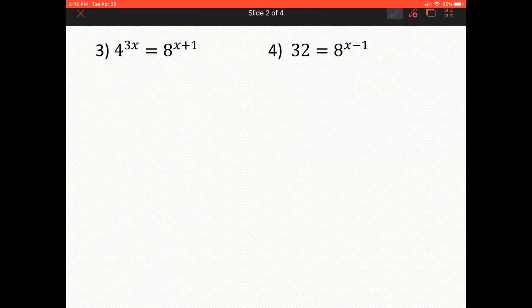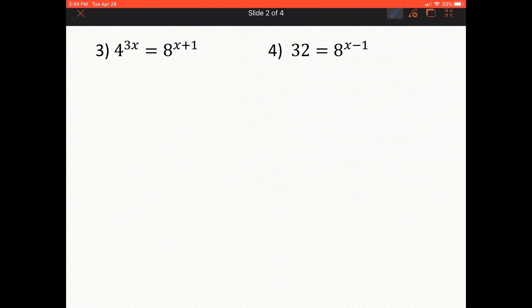All right, let's look at example 3. So in example 3, still trying to make the bases the same. So I have one base is 4 and the other base is 8. So in my other problems, I looked for the bigger number and tried to make it the smaller number to a power. So 8 is 4 to some power.